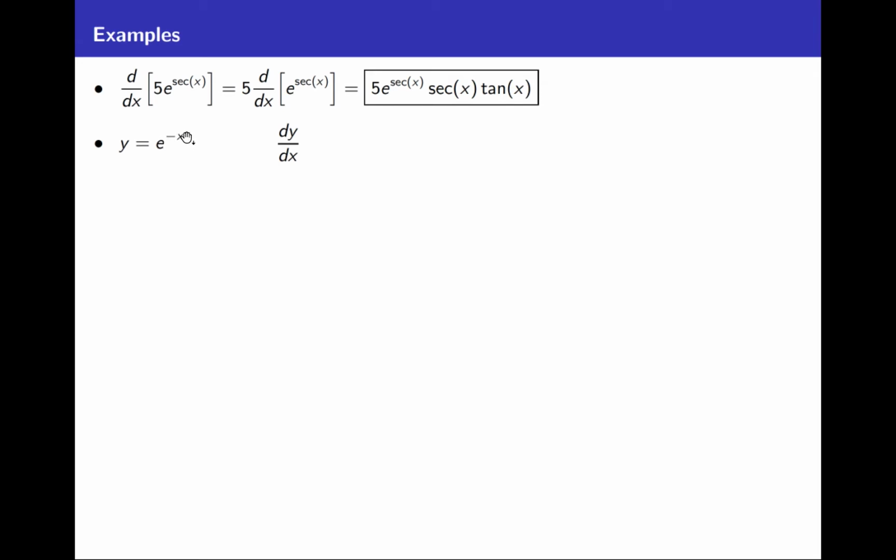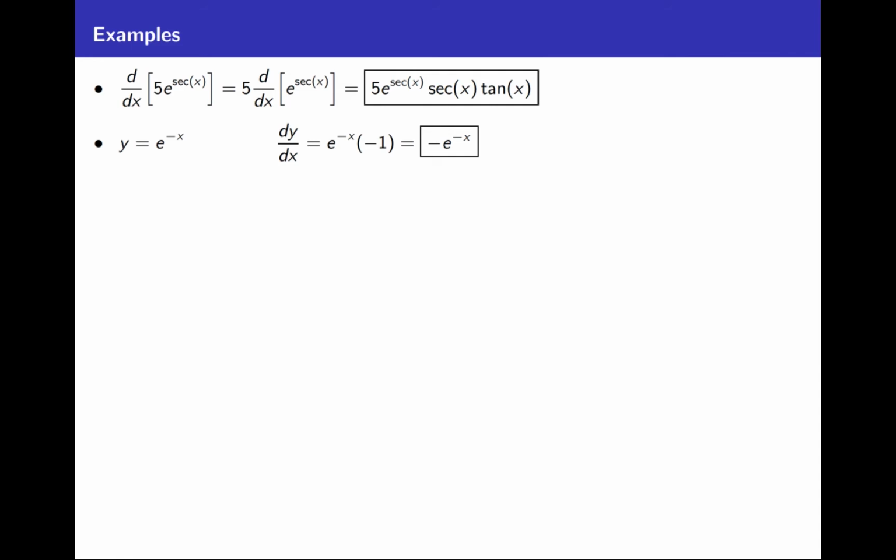It's multiplying x times minus 1. So we really have here e to the power of g of x, where g of x is the function g of x equals minus x. So we have to use the generalized exponential rule here. e to the power of g of x times g prime of x. So that's e to the power of minus x, and then times the derivative of minus x, which is minus 1. So we get here as an answer, our derivative is negative e to the power of negative x.